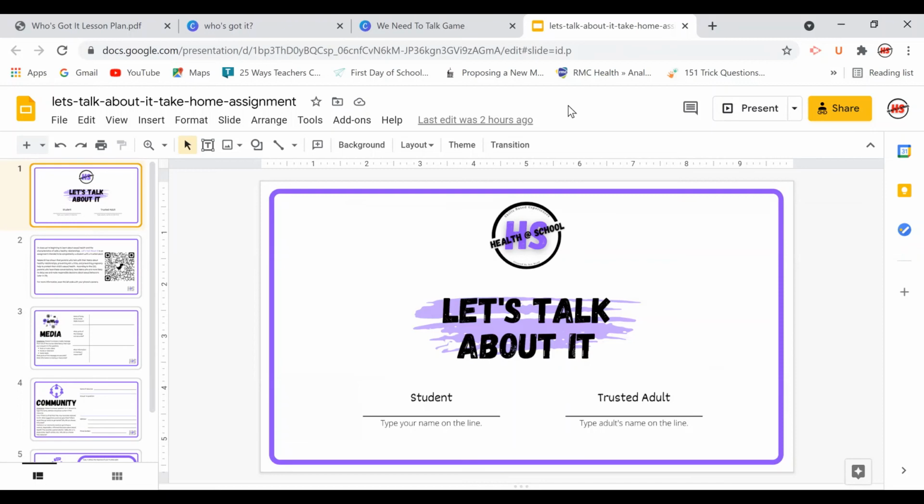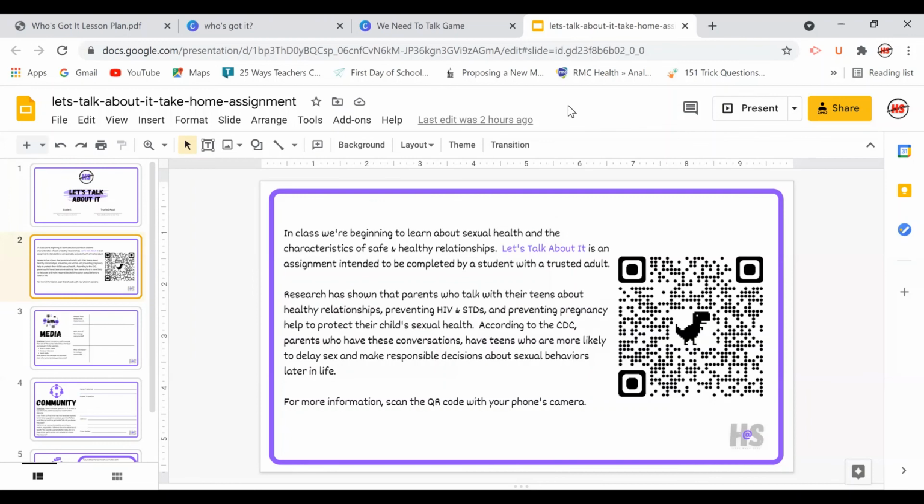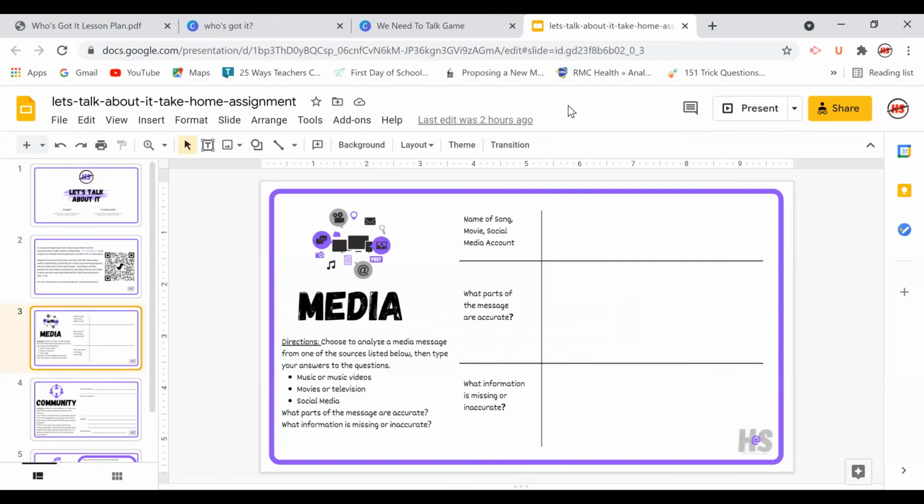So as they work through the assignment, there's a little information about why we're doing it. There's a QR code that the trusted adult can scan to get some information from the CDC about how effective these conversations are in protecting the teen. And then they're going to dive into the three sections. So they're going to analyze a media message about sexual health. There's three choices here for them to choose from.